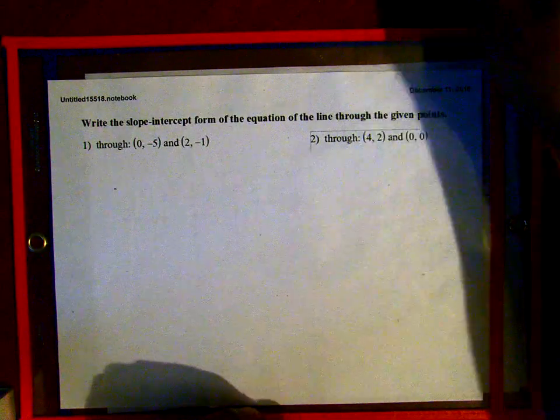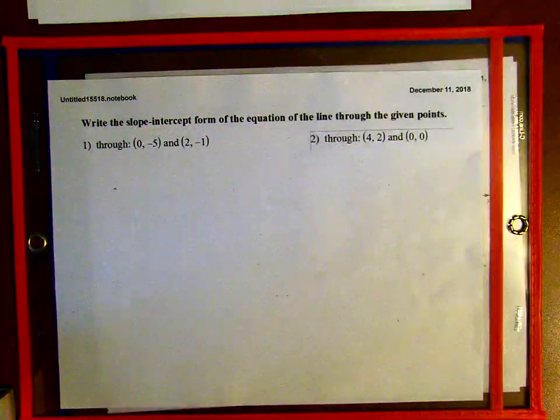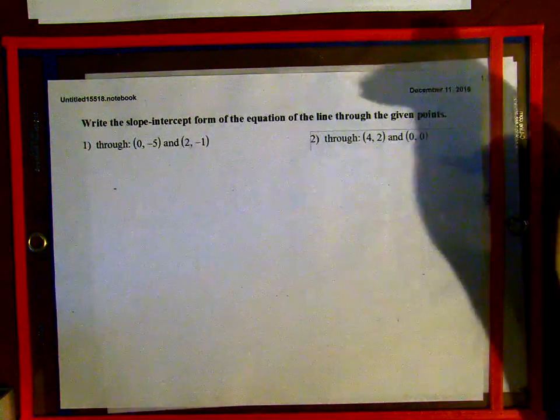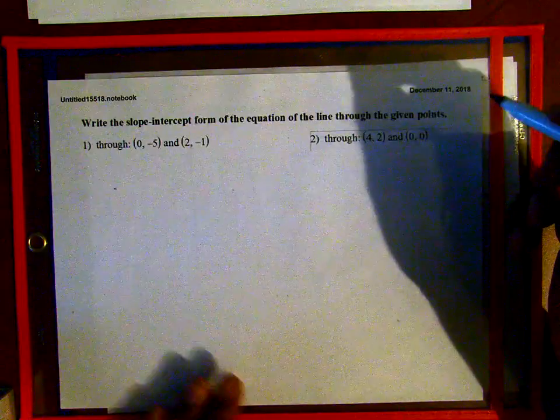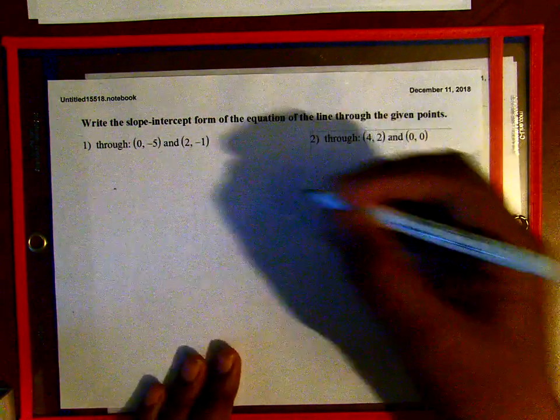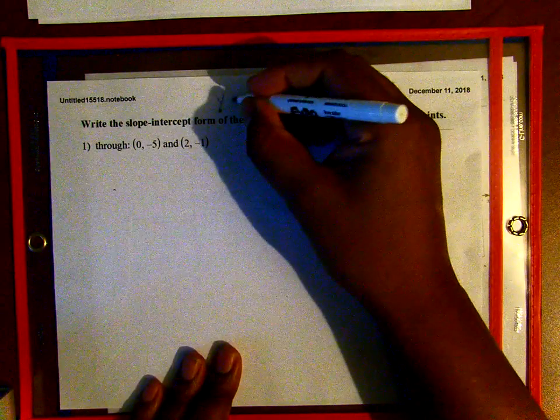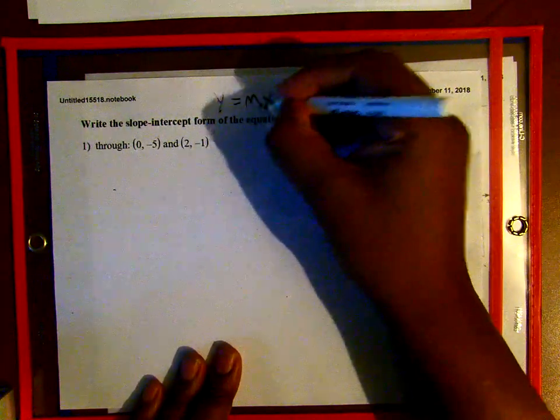Hello, thank you for checking out A1 Math, and today we're looking at writing the slope-intercept form of an equation of a line through two given points. We're given two points, and we want to write the equation in slope-intercept form, which is y = mx + b.